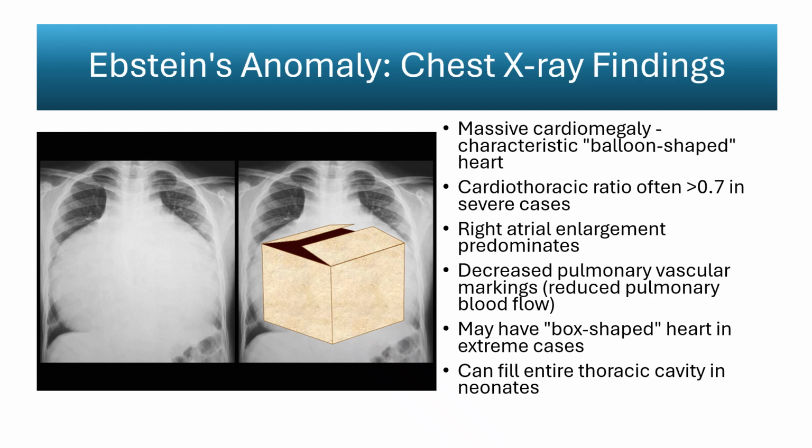Pulmonary vascular markings are typically decreased because forward flow into the pulmonary artery is limited. In extreme cases, the contour can appear box-shaped, with straightened borders from the dilated atrial chambers. This dramatic radiographic appearance serves as an important diagnostic clue. A disproportionately enlarged cardiac silhouette in a cyanotic neonate should prompt consideration of Ebstein's anomaly, particularly when accompanied by diminished pulmonary vascularity.